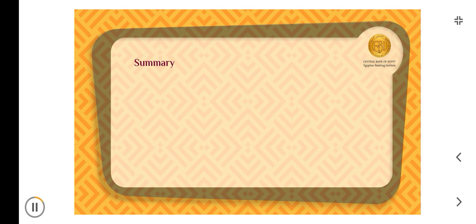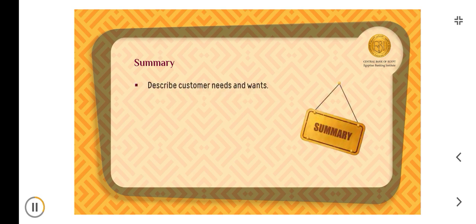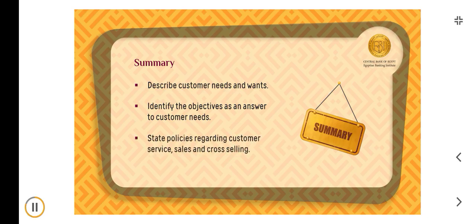By the end of this module, you will be able to describe customer needs and wants, identify the objectives as an answer to customer needs, and state policies regarding customer service, sales, and cross-selling.